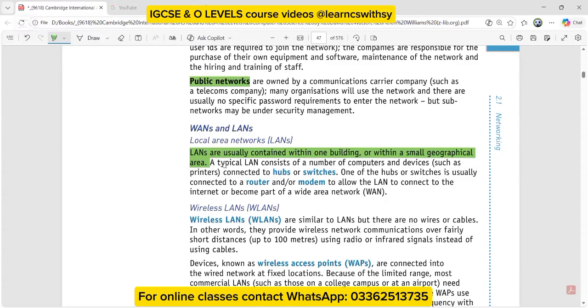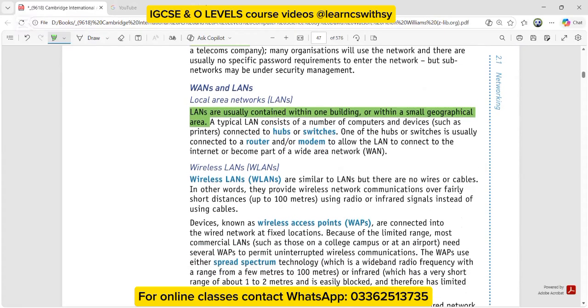So this is the simple thing that you need to write about in order to score decent marks about LAN. LAN consists of a number of computers and devices, which can be hubs or switches. And if you want to connect this LAN to a WAN, a wide area network, then you definitely need some more devices, like a router or modem. So I think we are clear about this.